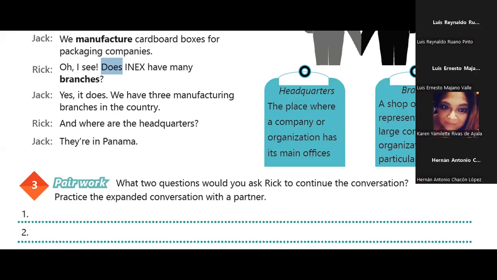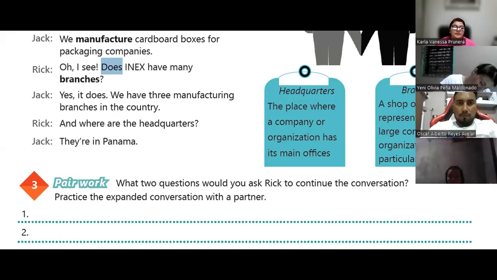It's 9:25, guys. Vamos a irnos a practicar la conversación y leamos qué es lo que vamos a hacer en esta actividad. What two questions would you ask Rick to continue the conversation? Acuérdense que estamos socializando y no estamos respondiendo para finalizar. Estamos respondiendo para dar pie a conversar. ¿Ok? Entonces, vamos a ver. What two questions would you ask Rick to continue the conversation?